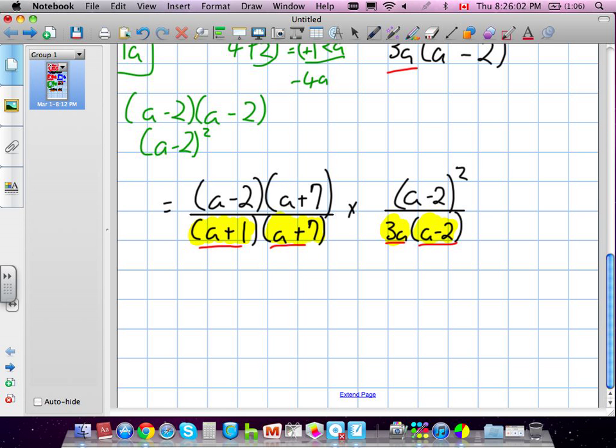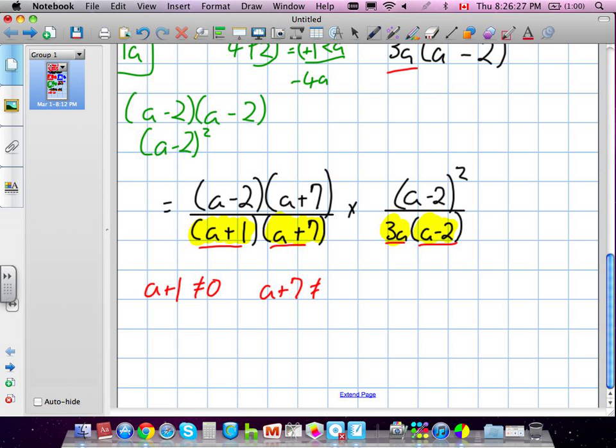So a plus 1. And the reason we set it equal to 0 is because we know the bracket can't be 0. If it is 0, when I go to multiply, the bottom of my fraction will be 0 and it won't make sense. Is that right? Okay, good. So a plus 1 cannot equal 0. A plus 7 cannot equal 0. 3a cannot equal 0. And a minus 2 cannot equal 0.